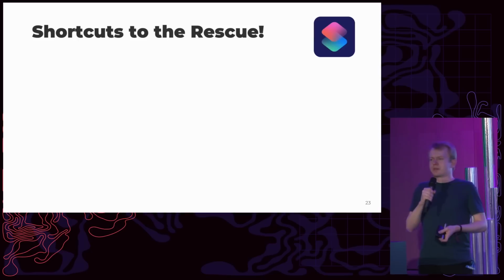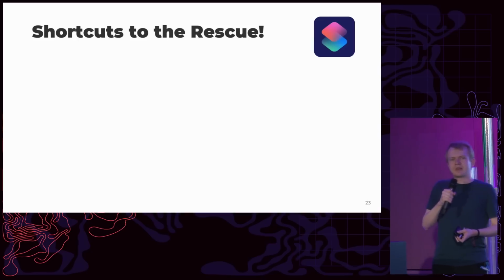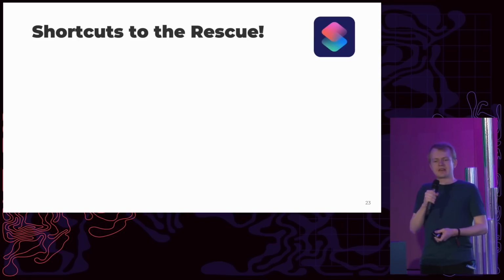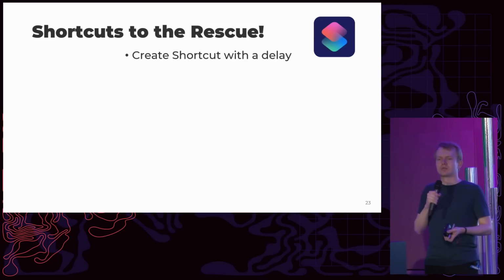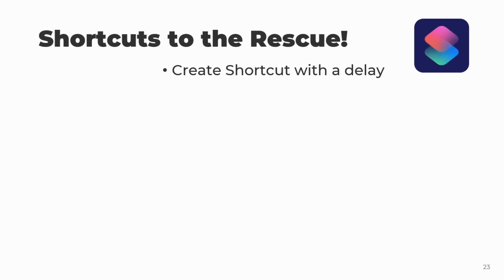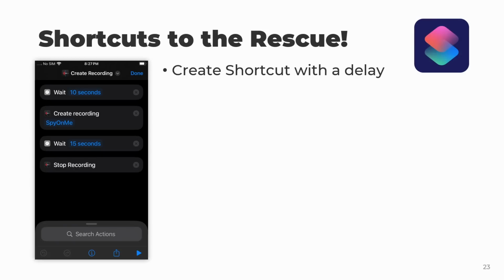Okay, so this doesn't work. Well, can we basically make the iPhone work as a spy device anyways? And the idea I had was using Apple Shortcuts, which is their automation tool. If you've never used these before, you can just basically create programs in a drag and drop interface. And what I basically did is create a shortcut that waits for a few seconds, that then starts a recording, waits some more time, stops that recording, and then sends it to someone or just syncs it to the iCloud.